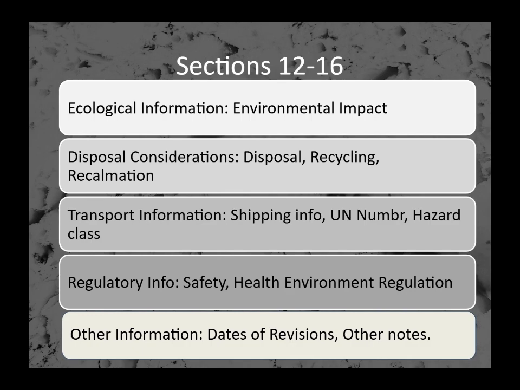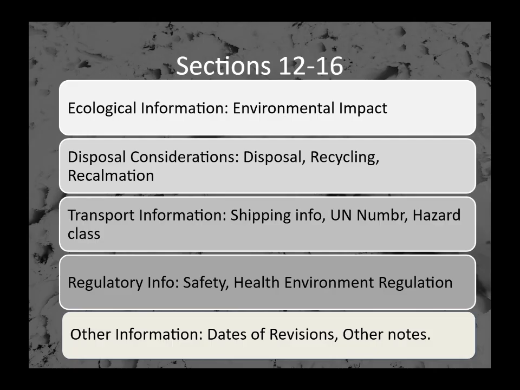Section 15. Regulatory Information. This section identifies the safety, health, and environmental regulations specific to the product that are not indicated elsewhere on the SDS. It may include information on other regulatory listings, such as whether the substance is listed as a carcinogen. This section helps employers comply with other applicable laws.